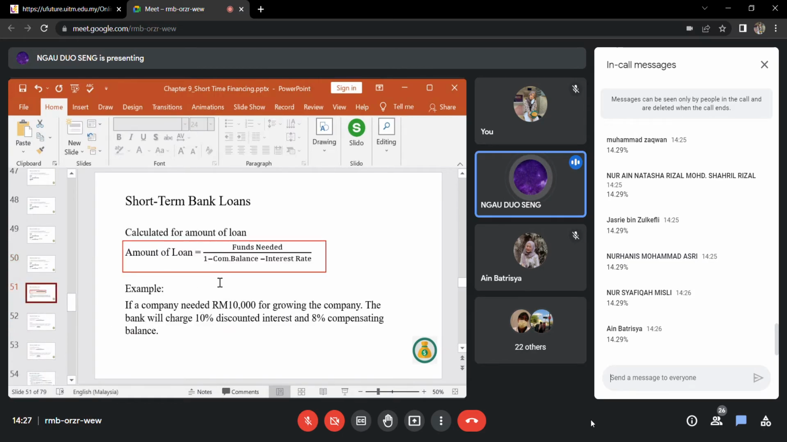All right, next we have the calculate of amount. This one we calculate amount.